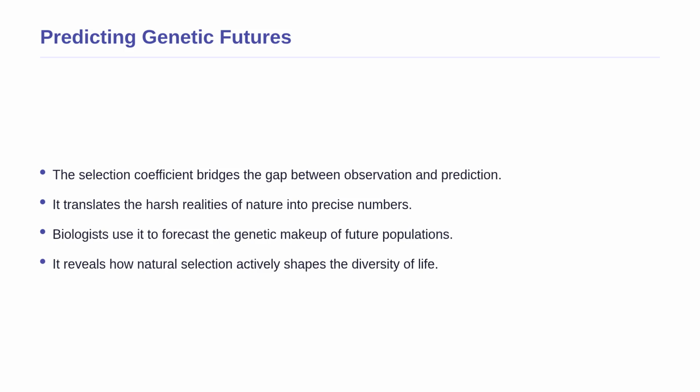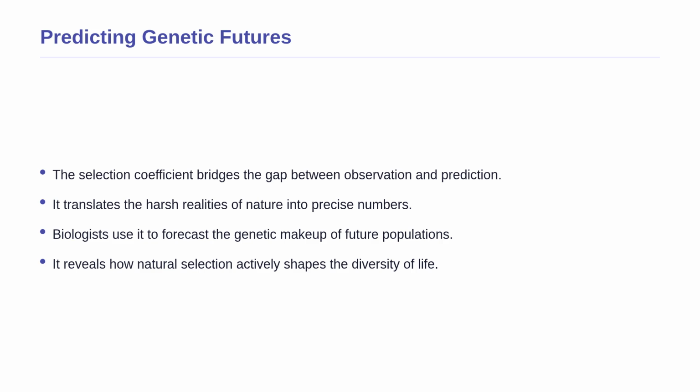Before we summarize, it is worth reflecting on the broader power of this metric. The selection coefficient does more than just describe the present. It bridges the gap between observation and prediction. By translating the harsh, chaotic realities of nature into precise, usable numbers, it gives biologists a window into the future.